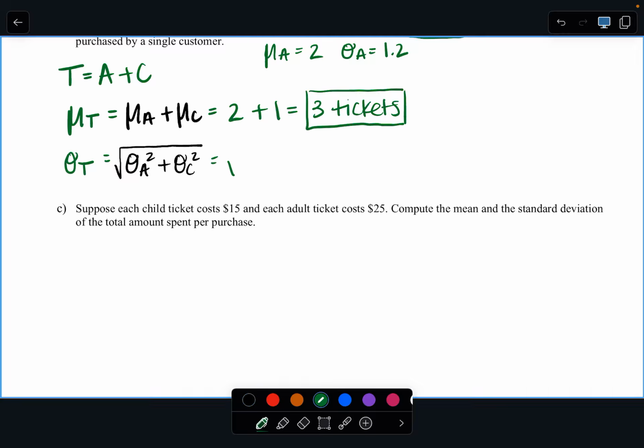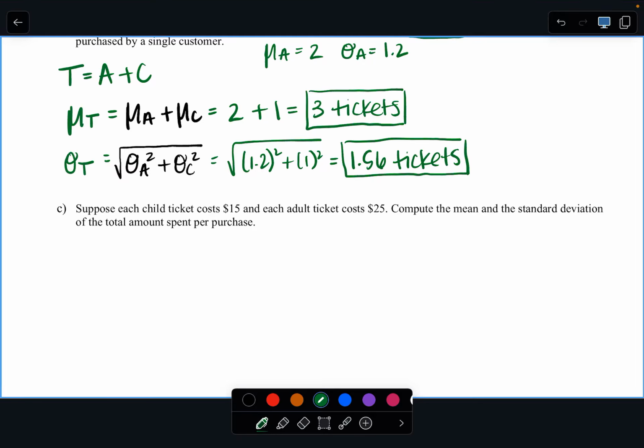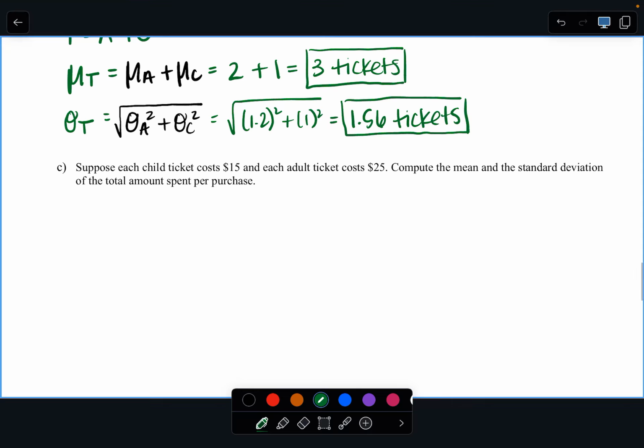And so that's going to give me the square root of, in this case, 1.2 squared plus 1 squared, which ends up being, what did I get? 1.56 tickets. So that's the standard deviation and mean, just from using our rules.